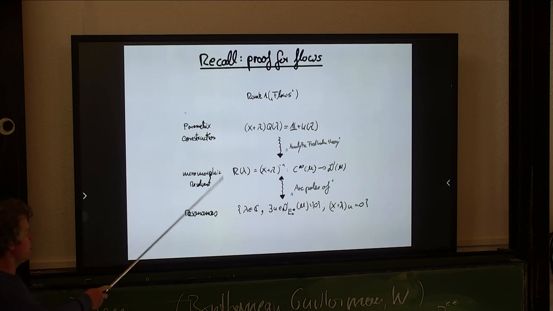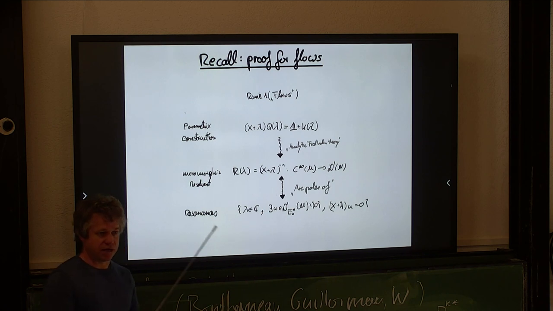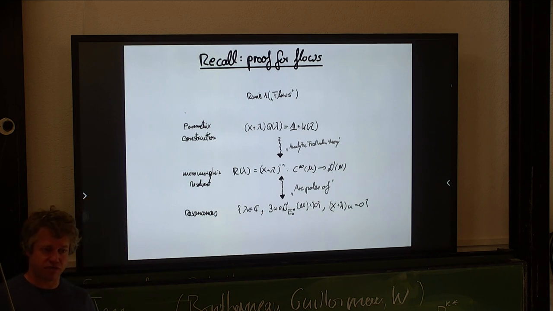Because if you have several vector fields, what is the resolvent? I mean, you could talk about the product of the resolvents, but in higher dimensions, a meromorphic function of several complex variables has no isolated poles. There's a theorem: the singular set of a meromorphic function in higher dimension is never discrete. So this doesn't work this way. And here is where this Taylor spectrum came into play.